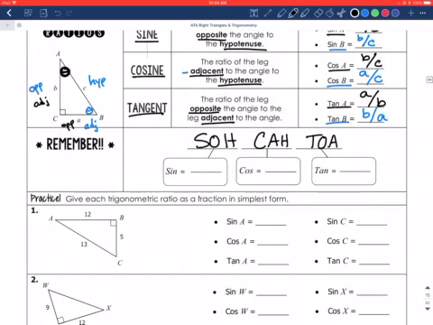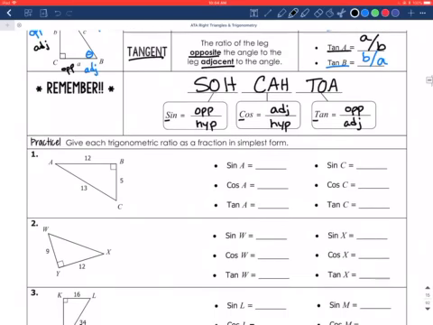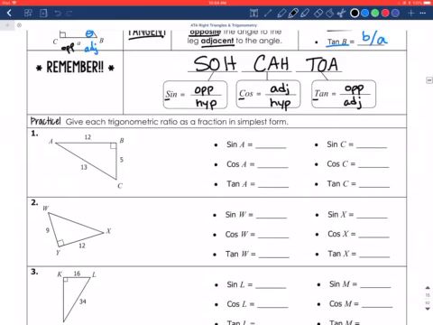So SOHCAHTOA is just an acronym representing sine equals opposite over hypotenuse, right? SOH. Cosine equals adjacent over hypotenuse, CAH. And tangent equals opposite over adjacent. If you have SOHCAHTOA, then you can do this. SOHCAHTOA, right? And if you have that, you can figure this out. The only other thing you'd have to worry about is the reference angles and just which one is opposite, which one's adjacent. Hypotenuse will always be the one across from the right angle.